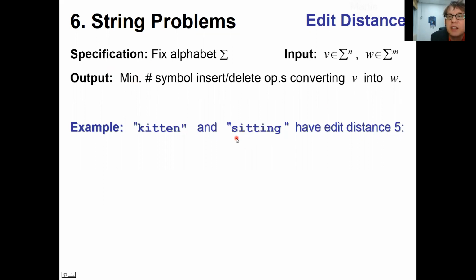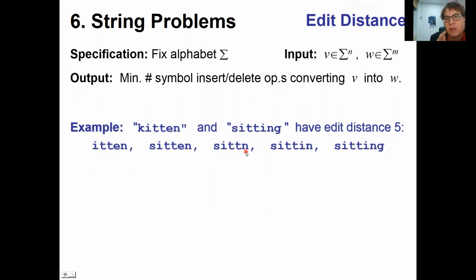And yes, indeed we can. We can do that with only 5 instead of 13 operations. What are the 5 operations? First, we delete the K from kitten, resulting in itten. Then we insert an S, arriving at sitten. Then we delete the E, arriving at sittn. And then inserting another I here, resulting in sittin. And finally, appending a G, resulting in sitting.